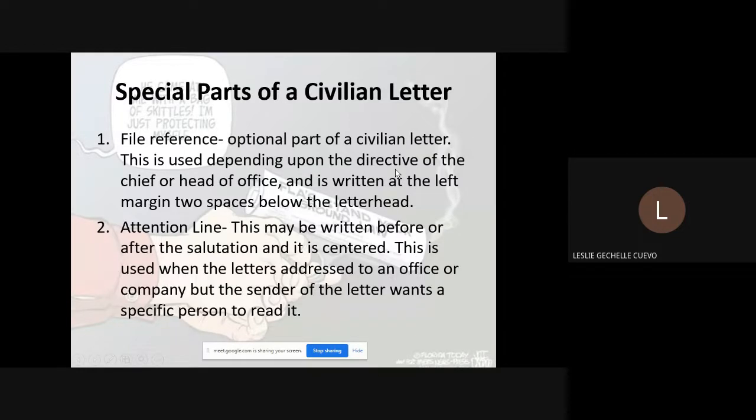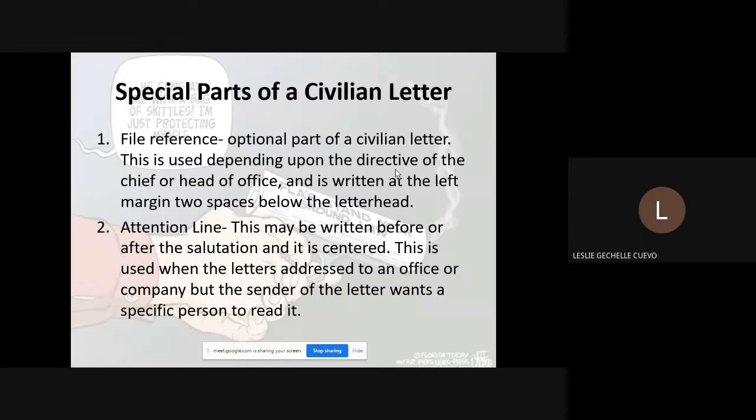Then we also have special parts of a civilian letter. Number 1 is file reference. Katulad sa memo, meron din file reference. This is an optional part of a civilian letter. So this is used depending upon the directive of the chief or head of office and is written at the left margin 2 spaces below the letterhead.